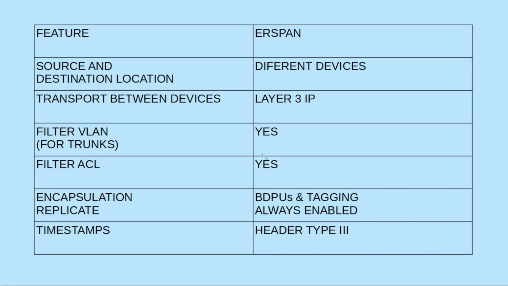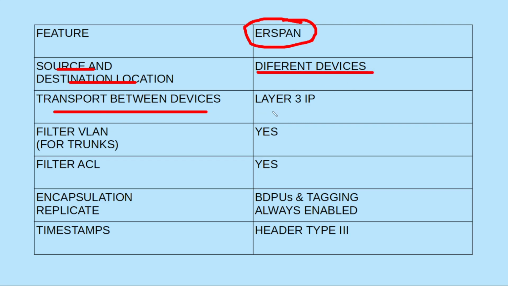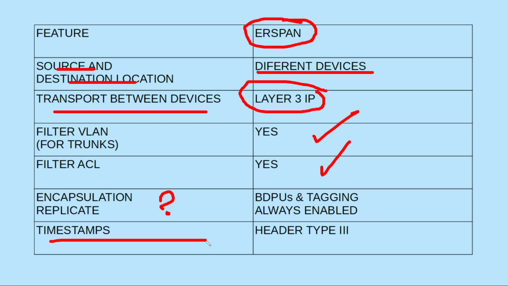Now this is a summary of what we saw in this session. We talked about ERSPAN. Remember that the source and destination live in different devices. The transport between the source and destination is made over a layer 3 network. We can use filter VLAN, we can use filter ACLs. Regarding the encapsulation replicate option, there is actually not an encapsulation replicate option within ERSPAN, but we can say that it is enabled by default because it is going to capture everything. And we can make use of timestamps with ERSPAN if we enable the header type 3. That's it.